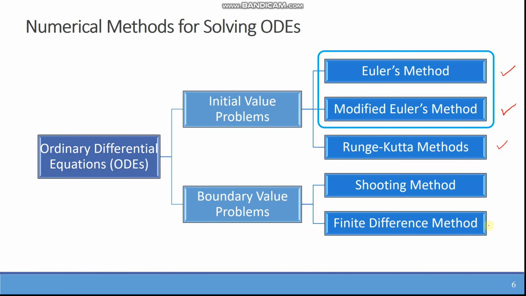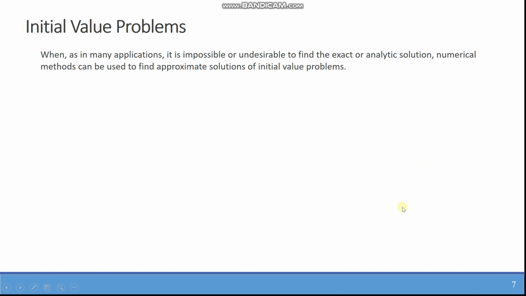For the boundary value problems, katong naay end-to-end nga condition nga gihatag, you're going to use the shooting method and the finite difference method to approximate the solution of the given ordinary differential equation. So in the initial value problems, when it is impossible or undesirable to find the exact or analytic solution, we can use the numerical methods.